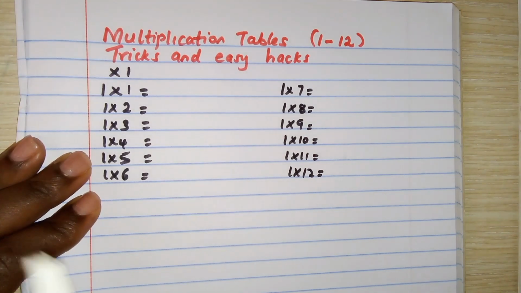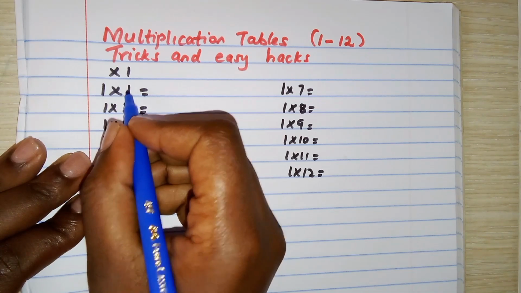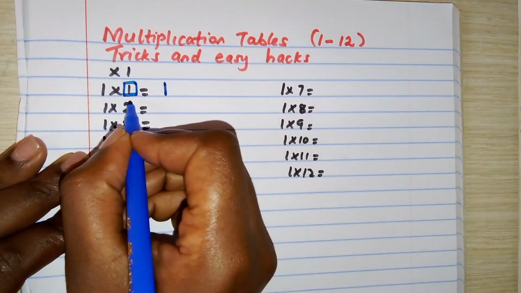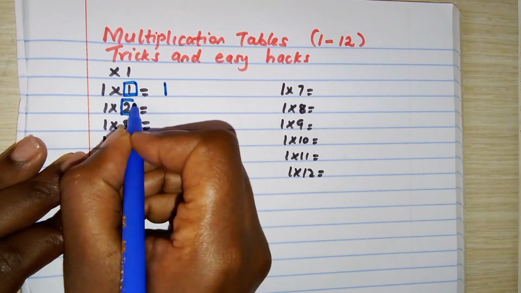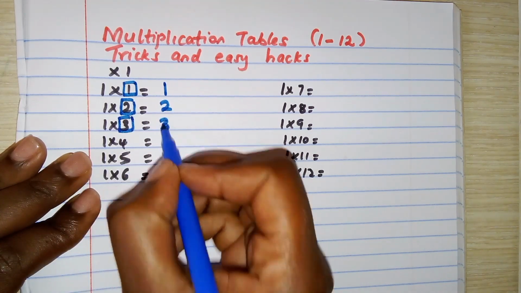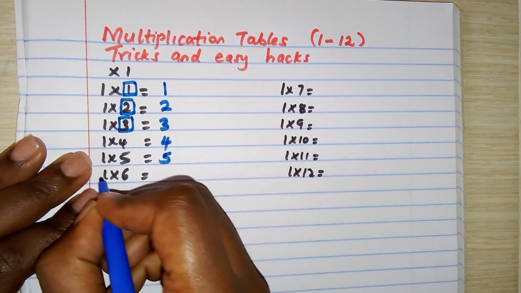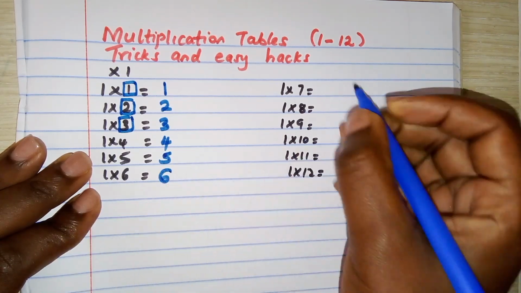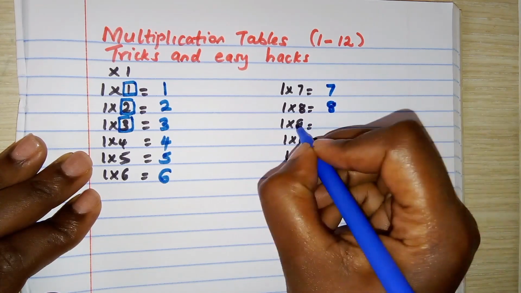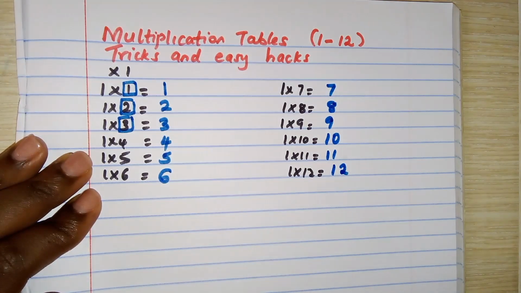So this one is a very easy times table. When you multiply a number by 1, you'll get the number. So 1 times 1, you'll get the number, which is 1. 1 times 2 is 2, so this one will get 3. 1 times 4 is 4. 1 times 5 is 5. 1 times 6, the number is 6. 1 times 7, 7. 1 times 8 is 8. 1 times 9, 1 times 10, 1 times 11, and 1 times 12.